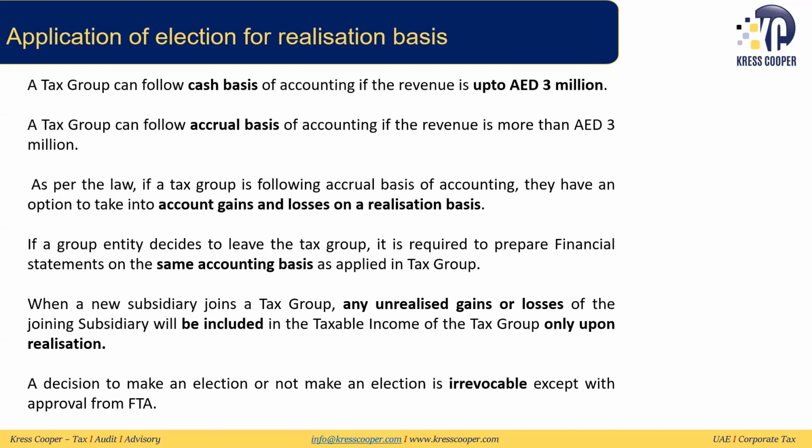Now, if you've chosen in a tax group to follow, let's say, the accrual basis, and you're leaving the tax group, the member then still needs to follow the same accounting basis that was applied in the tax group. And when a new subsidiary is joining a tax group and it has any unrealized gains or losses, then that would only be included in the taxable income of the group upon realization.